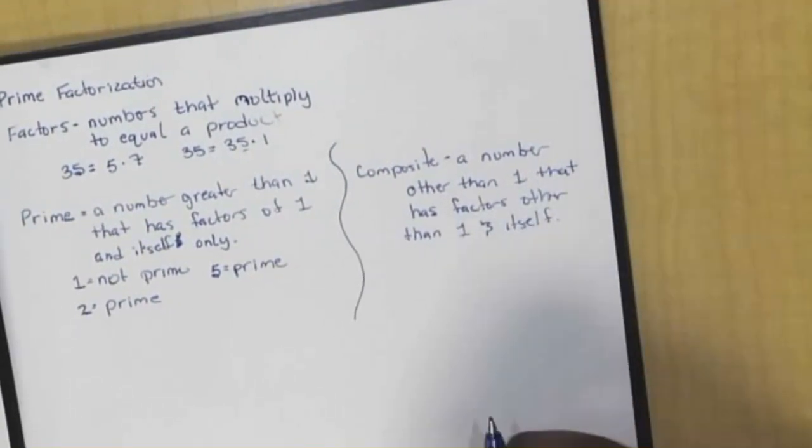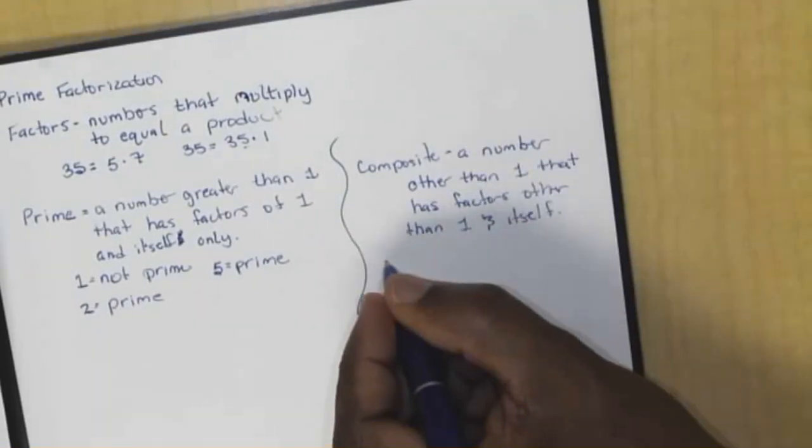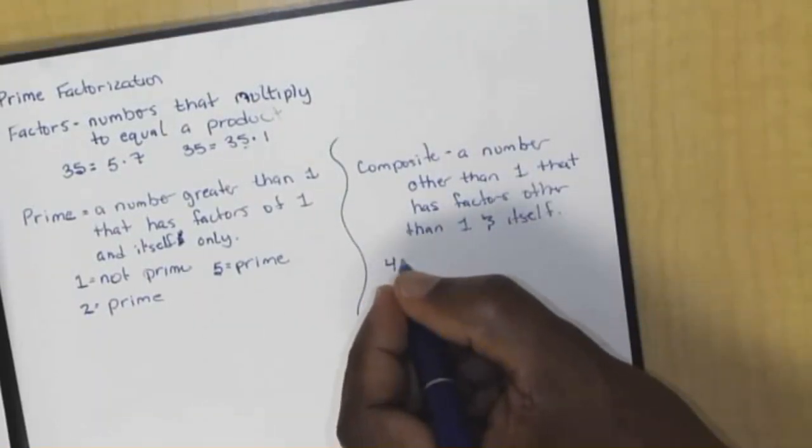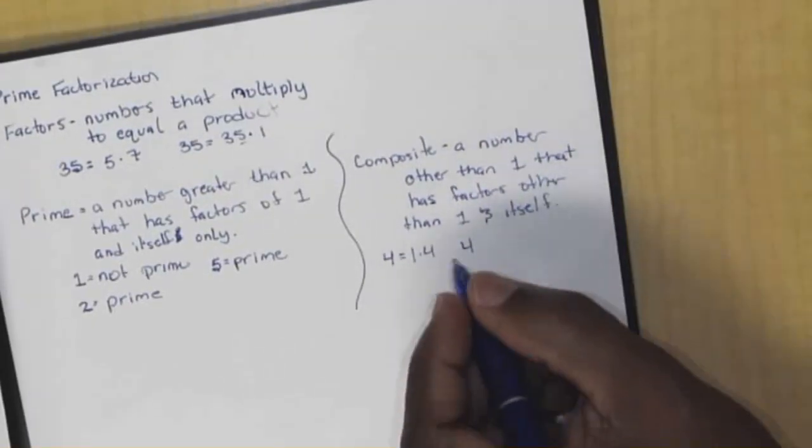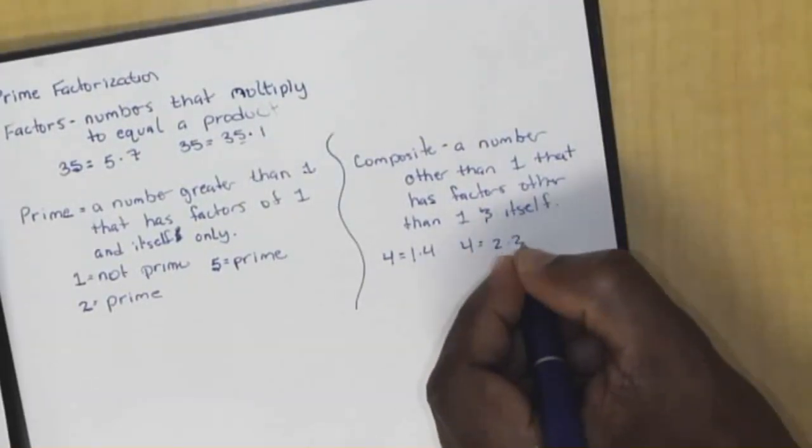It got factors other than that. So if I look at 4, we know that 4 is 1 times 4. But 4 got something else that'll give you 4 too, which is what? 2 times 2. All right.